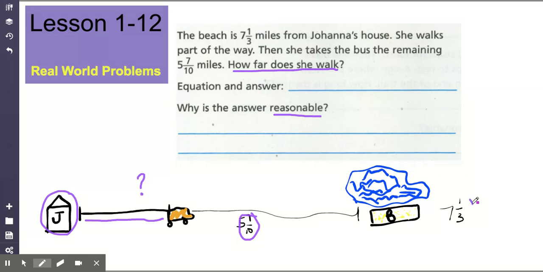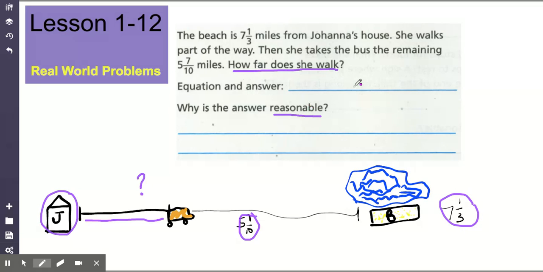So I have my total, 7 1/3 miles. I have the bus ride, 5 7/10. I am looking for the question mark. So this is where we're going to have to figure out, do I add, multiply, subtract, divide? So I'm looking for total distance, and I have part of it done for me already, the bus route, and I have my total.